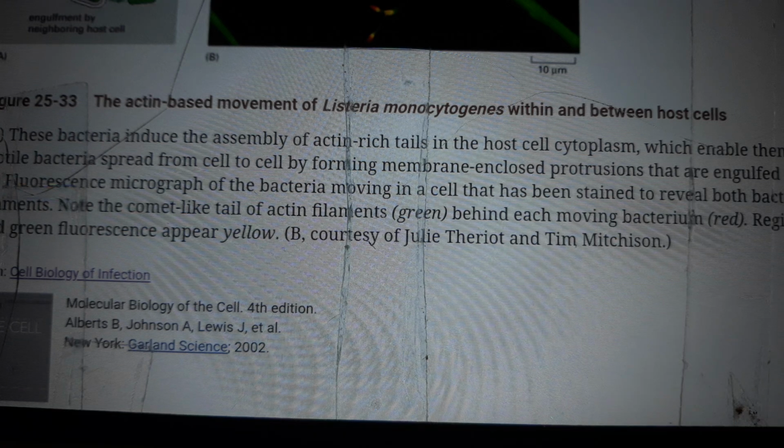And which enable them to move rapidly. Motile bacteria spread from cell to cell by forming membrane-enclosed protrusions that engulf the neighboring cells. Fluorescence micrograph of the bacteria moving in a cell that has been stained to reveal both bacteria and actin filaments. Note the comet-like tail of actin filaments (green) behind each moving bacterium (red). Regions of overlapping red and green fluorescence appear yellow.